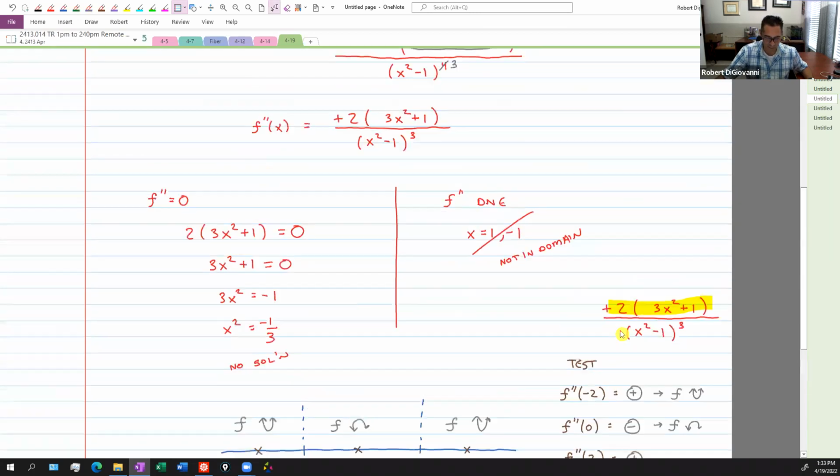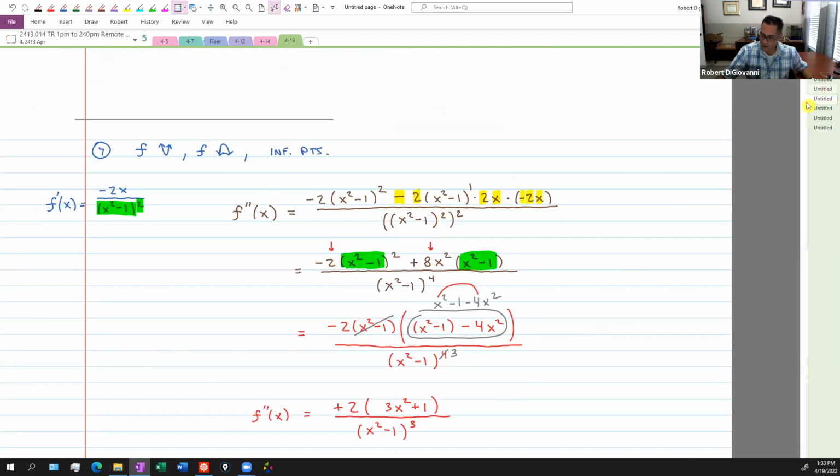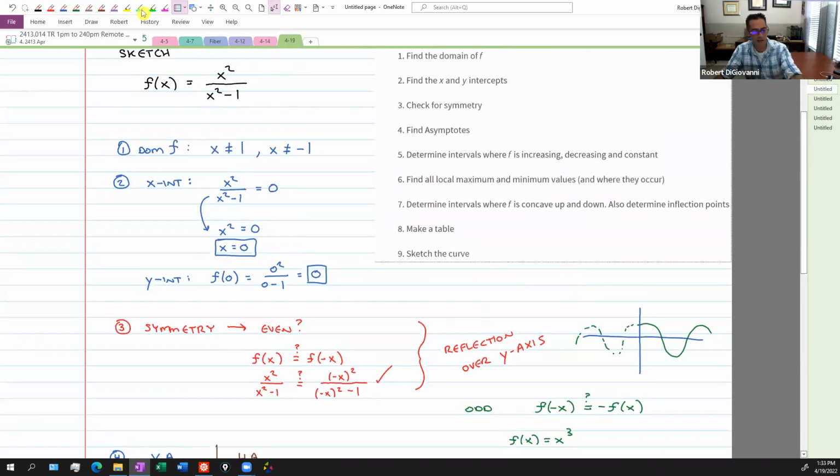What's the next step? That was step 7. Step 8. Okay, step 8 is what's called make a table.